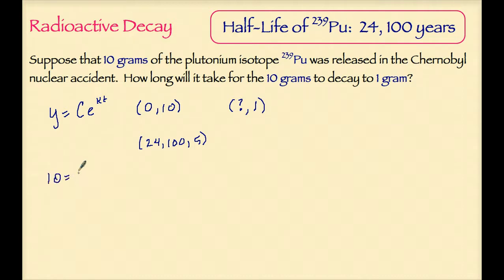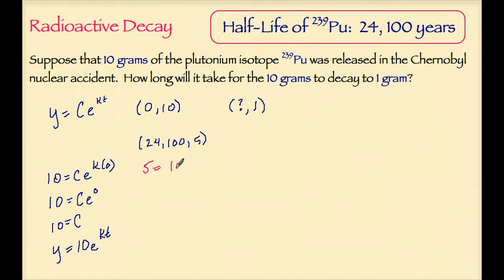10 equals C e to the k times 0. This means 10 equals C e to the 0, which means C equals 10. So we've used our initial condition (0, 10) to solve for C. This means our solution is now 10 e to the kt. Now let's use the second initial condition to solve for k.